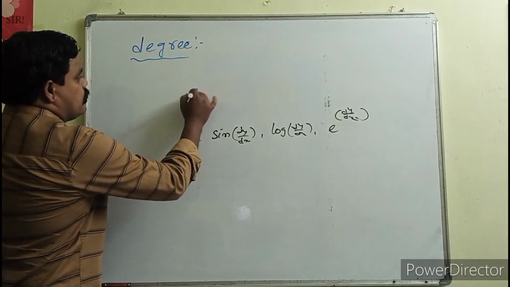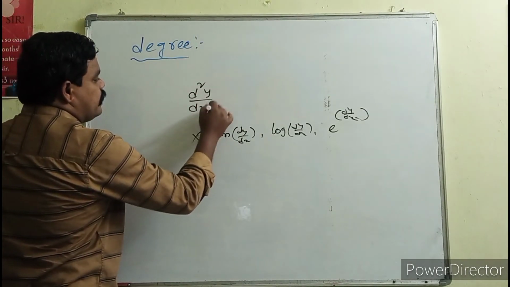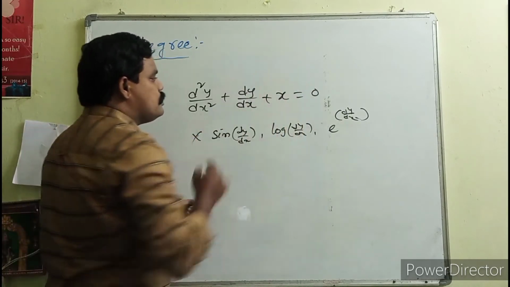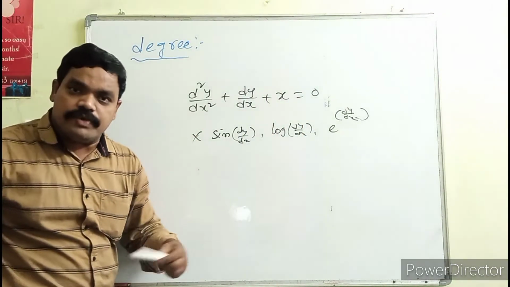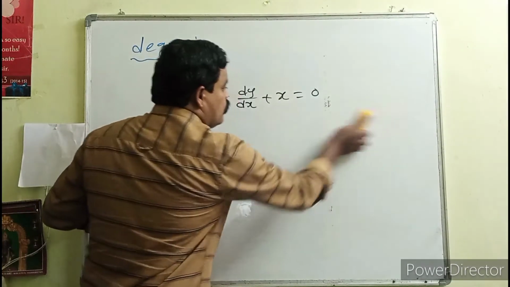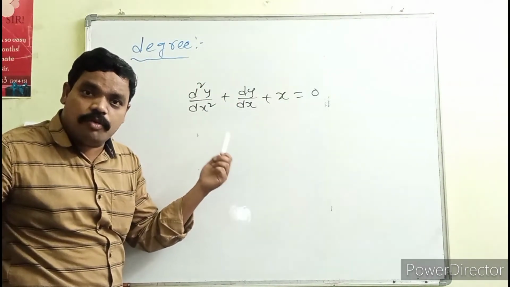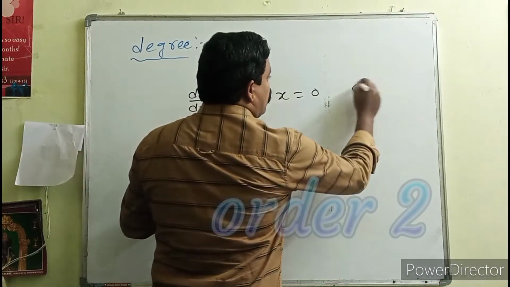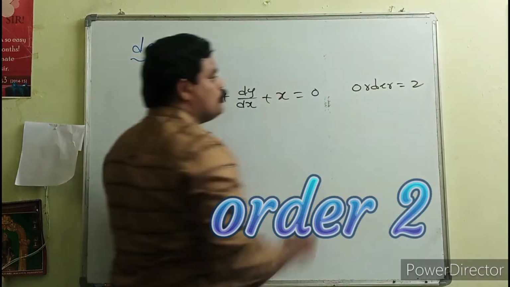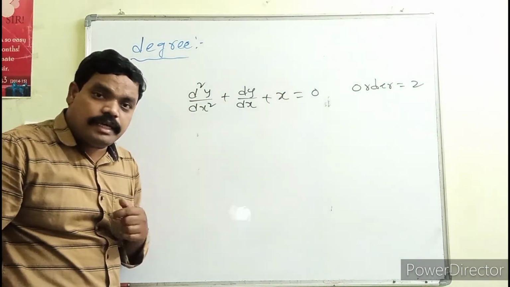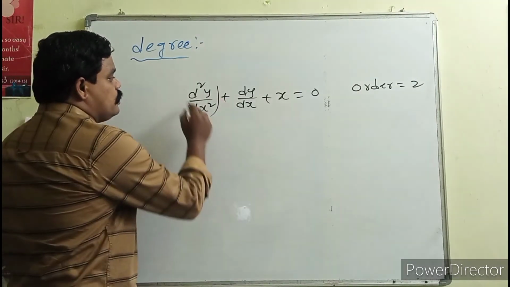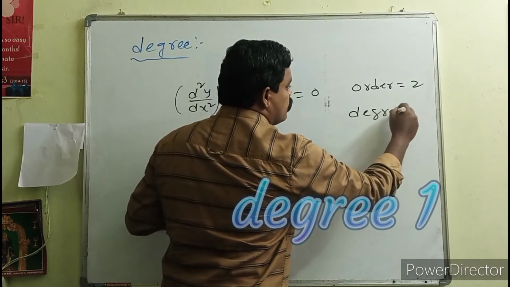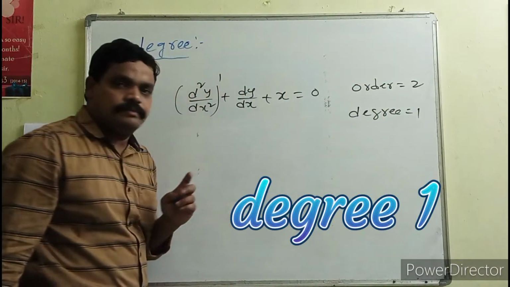Suppose, see, this is d square y by dx square plus dy by dx plus x equal to 0. This is a differential equation in polynomial form. Now, what about the order? Highest, how many times do we differentiate this equation? 2 times. So the order is 2. What about degree? The power of the highest derivative. This power is 1. Therefore, degree is 1.